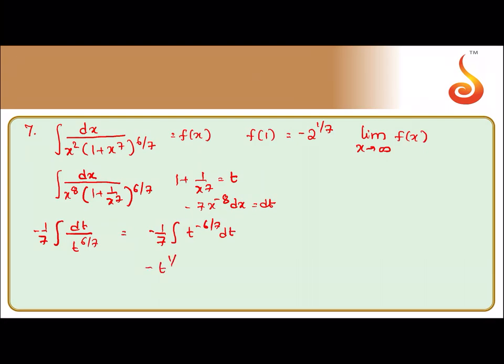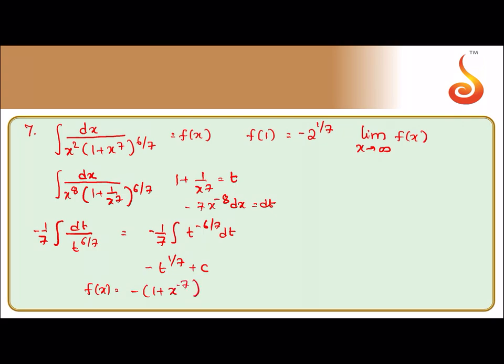So minus 6 by 7 plus 1 will give you 1 by 7, the reciprocal. So directly you get minus t to the power 1 by 7 plus c. Because integral of t to the power n is t to the power n plus 1 by n plus 1. So numerator will become t to the power minus 6 by 7 plus 1, which gives you 1 by 7. 7 reciprocal, this one will come.